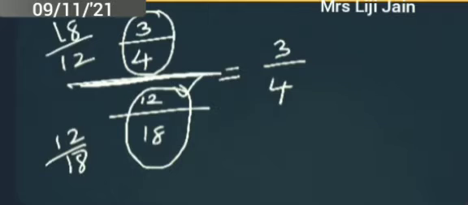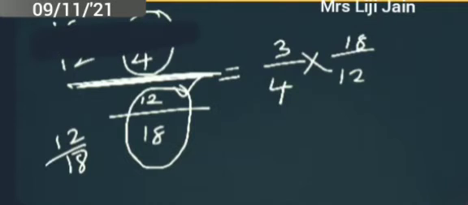So what we have to do? Take the reciprocal of the denominator fraction. That means 18 by 12. And the division has to be converted to multiplication. Now we can apply the rule for multiplying fractions. Got it?